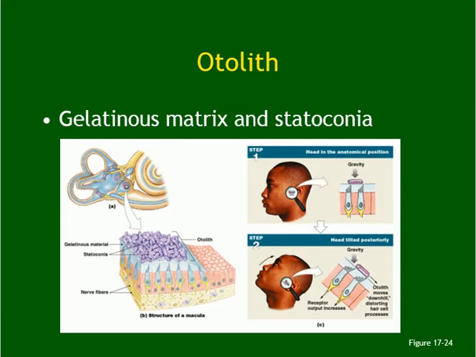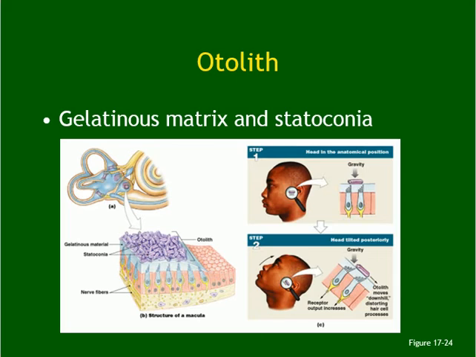It looks like this. So this is the statoconia over the gelatinous material. When you move this, it is going to move in a different way, bending the tops of the hair cells. This is what's going to be moving, and this is how we get the gravity and linear acceleration. If you go like this, the statoconia move away over the gelatinous material, and this movement will bend the cilia of the hair cells, and this will tell you exactly which way you're moving. Are you moving this way or this way?